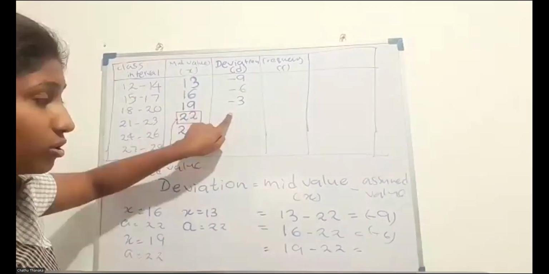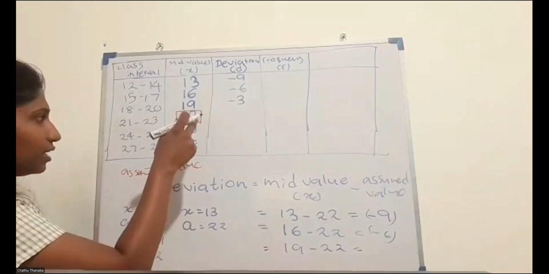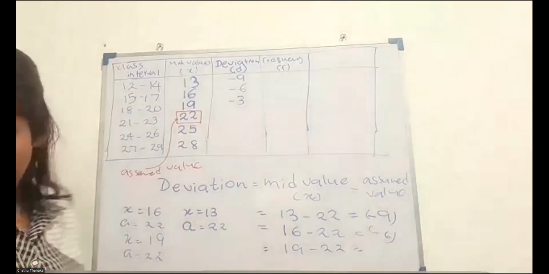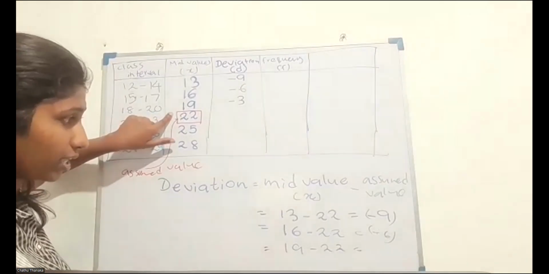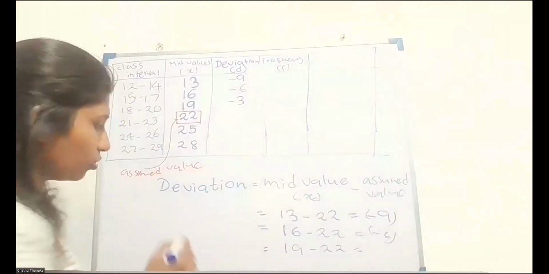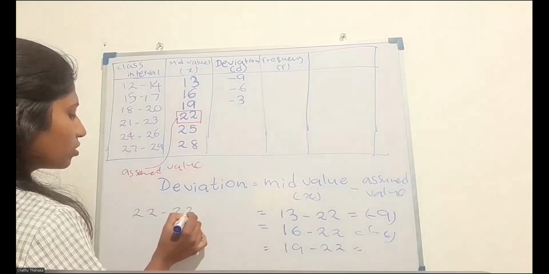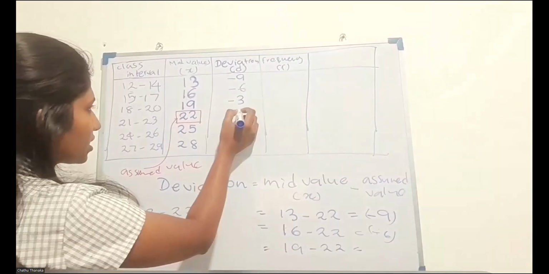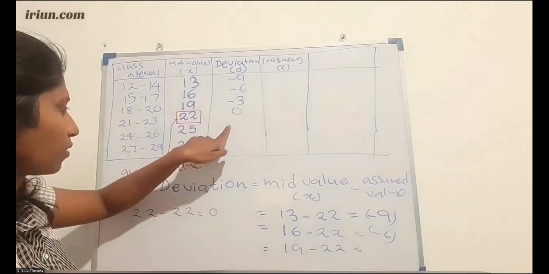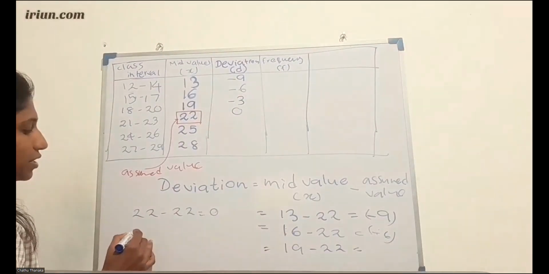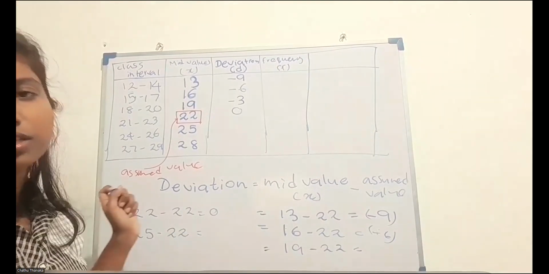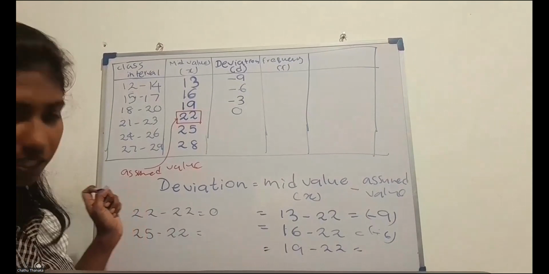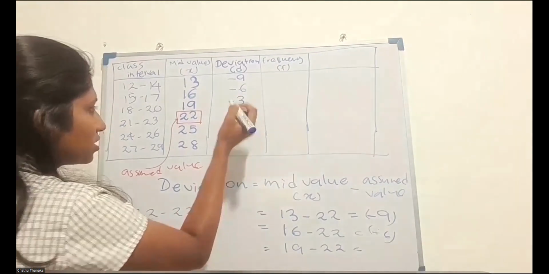Now let's get the next one also. What is the x value? Tell me this one. x value is 22 and the assumed value also 22. Then 22 minus 22 answer is 0. So write it here. Then let's take the next one, 25. x value is 25. Assumed value is 22. Then 25 minus 22 answer is positive 3. Write the sign also, positive 3.